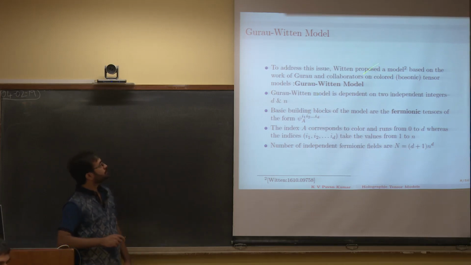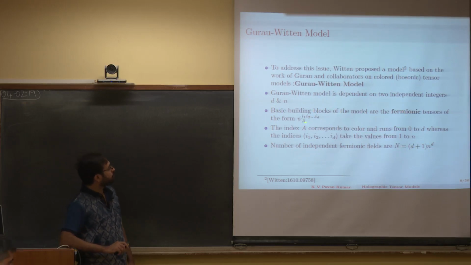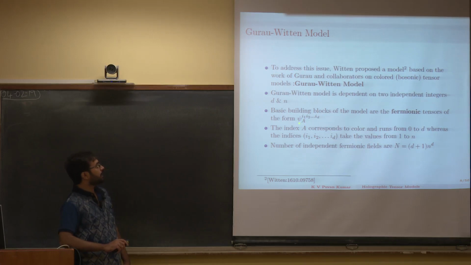To address this issue, Witten proposed a model based on the work of Gurau and his collaborators on colored tensor models. This is the model we call the Gurau-Witten model, and it depends on two integers, small d and small n. In my talk, I'll make a distinction between small n and capital N. The capital N will be the total degrees of freedom. For the Gurau-Witten model, this is (d+1) times n to the power d. The basic building blocks of the model are fermionic tensors of this form. Here A is called the color index, and it takes values from 0 to d. And these i's are tensor indices of the gauge group, which I am going to describe, and they take values from 1 to n.